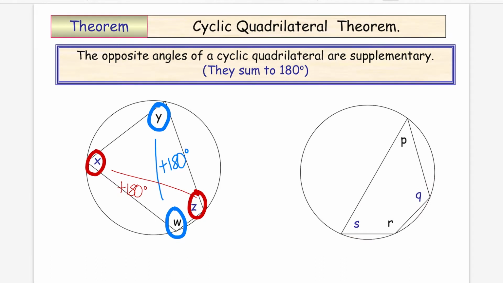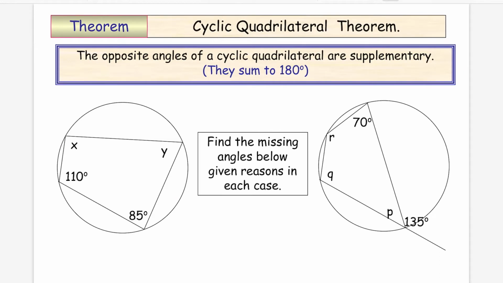So we already know that the total angles in a quadrilateral add up to make 360 degrees. And so what we're doing here is we're able to say that when it's in a circle, we can also use the fact that the opposite angles add up to 180 each, and therefore 360 in total.